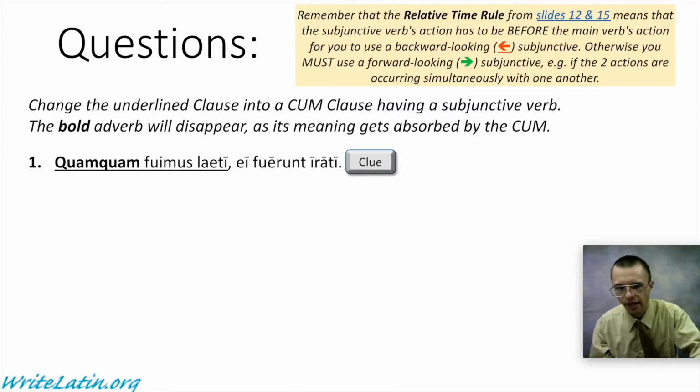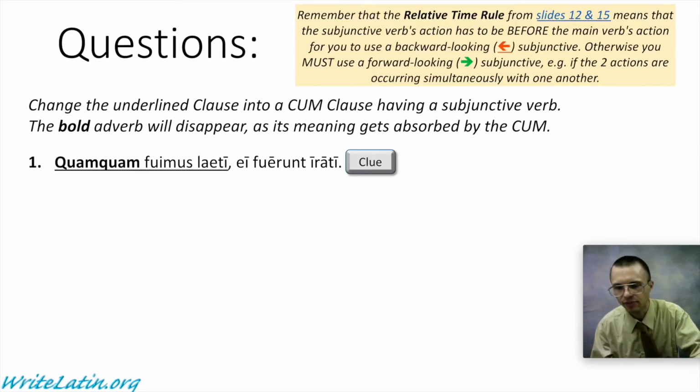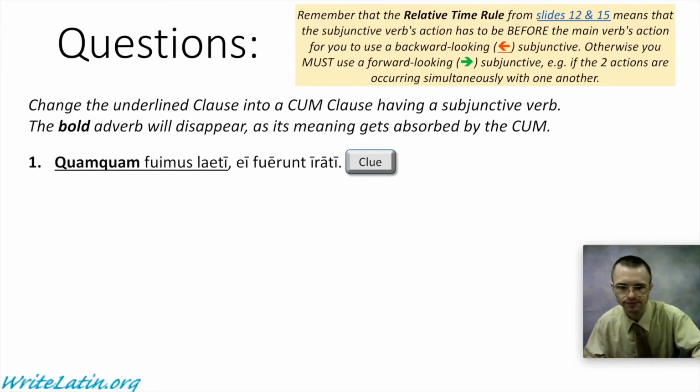And if you're having trouble translating, you can use the clue and read it like this. Ei fuerent irati, whereas we might be happy. That'll work too. And the might be here is a dead giveaway. But hopefully you don't need to use these clues. It's better for you to get the practice of deciding where is the main verb on the timeline, and then is my subjunctive going to be forward or backward looking relative to that.